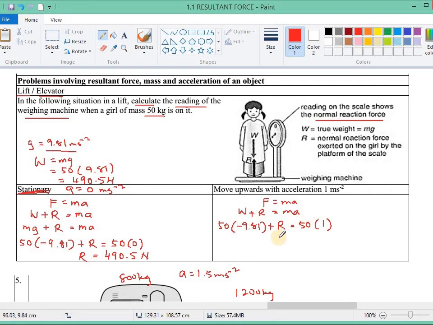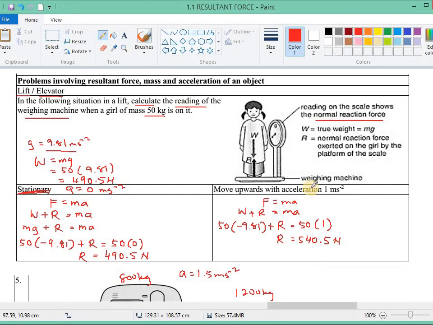So this reaction will be 540.5 newton. You see that the weight of the girl is 490.5 newton. The reaction right now is 540.5 newton. So that means the reaction, the force going upward, is bigger than the weight. Then we will have a resultant force that acts on the girl and makes the girl accelerate up at 1 meter per second squared.